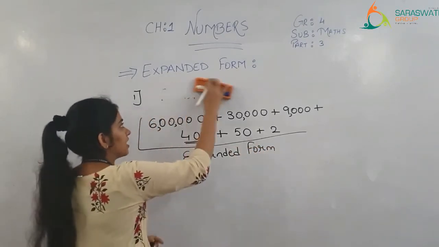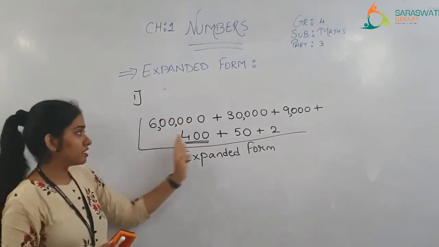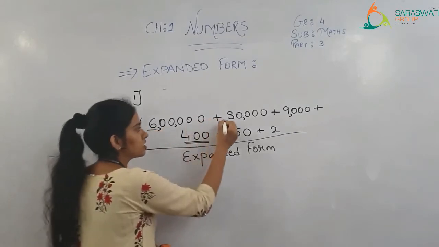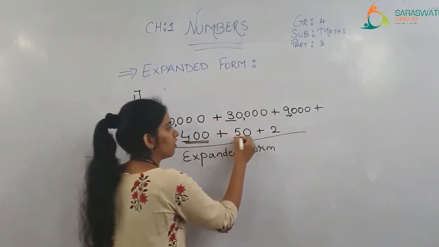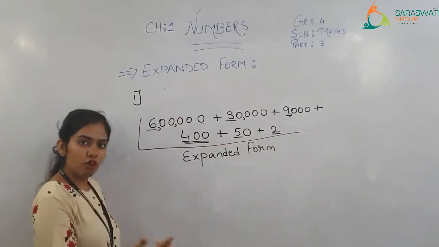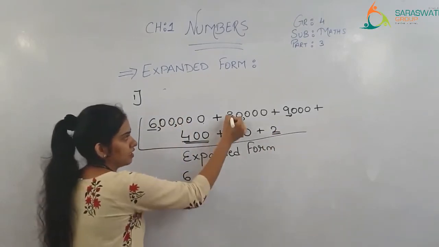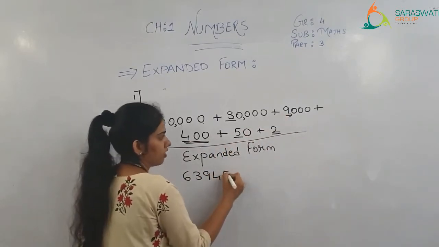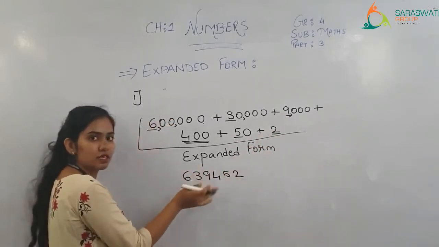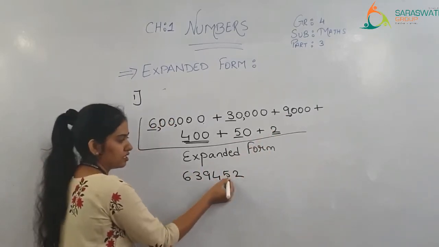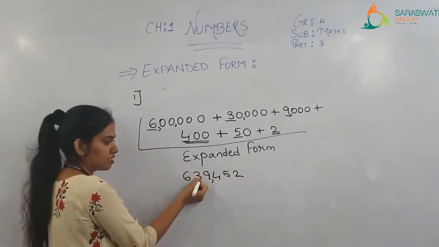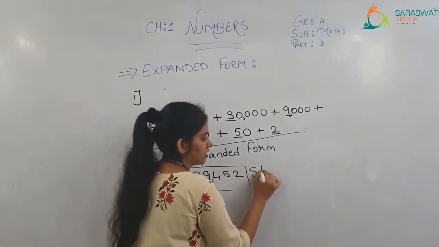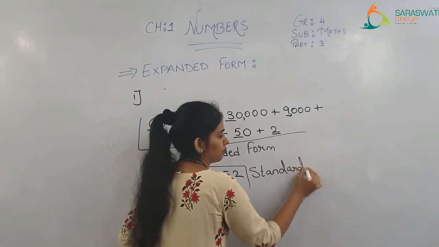Now what if I say that you have to write this expanded form in a standard form? Then as I said, you have to take the first digit of each value, and you will get the standard form. For example, 6, then 3, 9, 4, 5 and 2. Now let's place the commas over here. Ones, tens, hundreds, then comma, thousands, 10,000s and again comma. So this becomes our standard form.